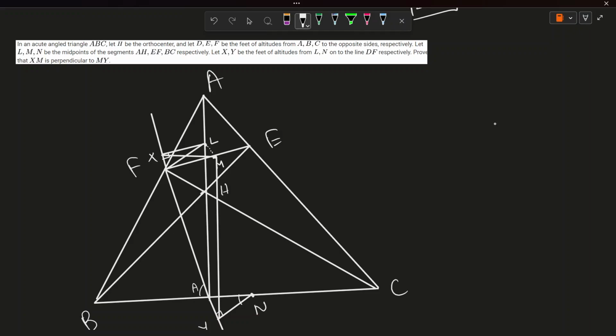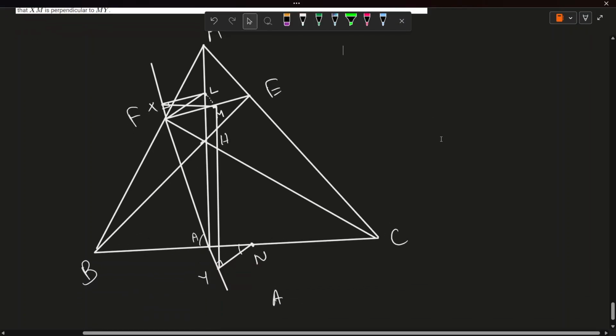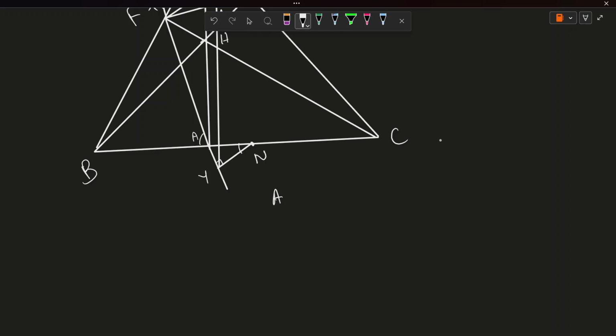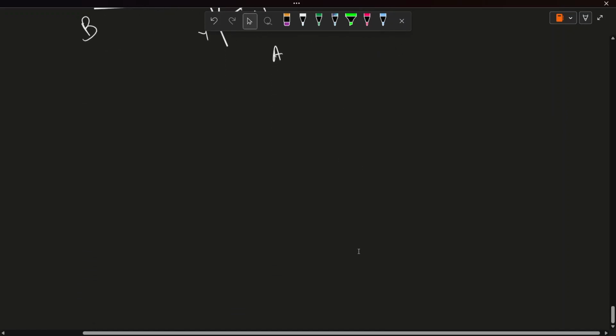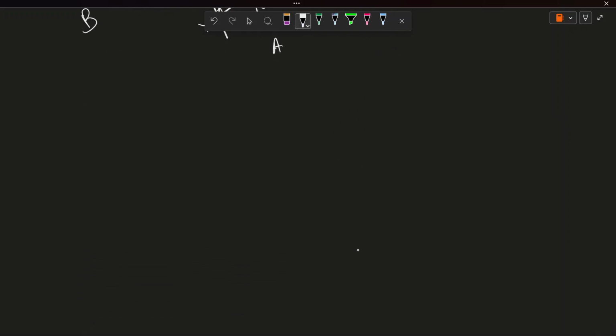This is a pretty involved problem, I think. You can prove it using elementary methods, but the solution I'm going to present involves some homothety and some nice properties of triangles. So hopefully you will learn a lot from it. Firstly, let us prove a small lemma. Let me state the lemma first.